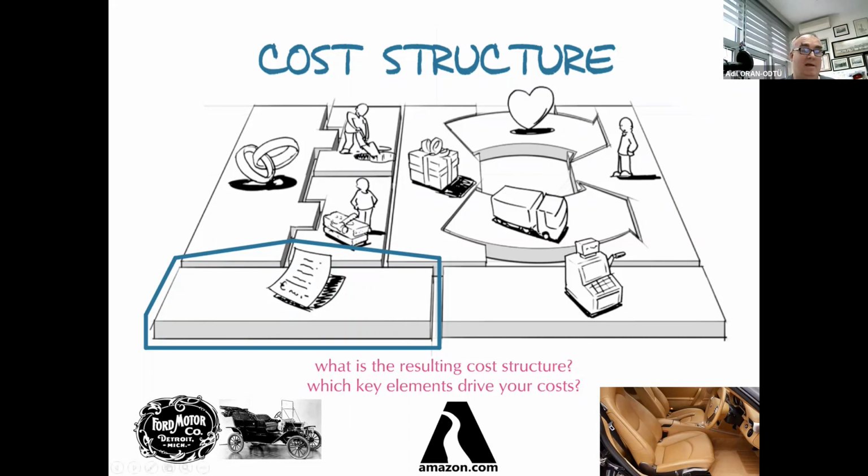Ford Motor Company and Amazon also are the examples which I will use to help us understand what kind of changes you can make, which will provide you with an advantage, an innovation in the business model canvas in the cost part of it.